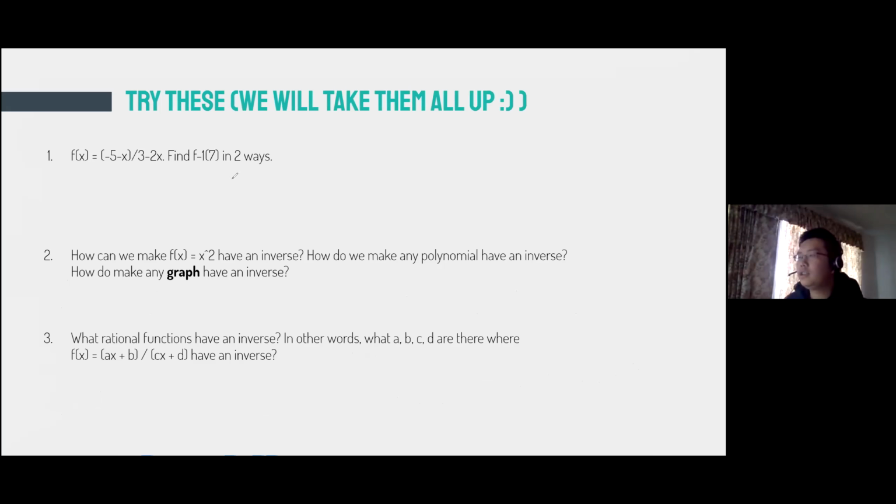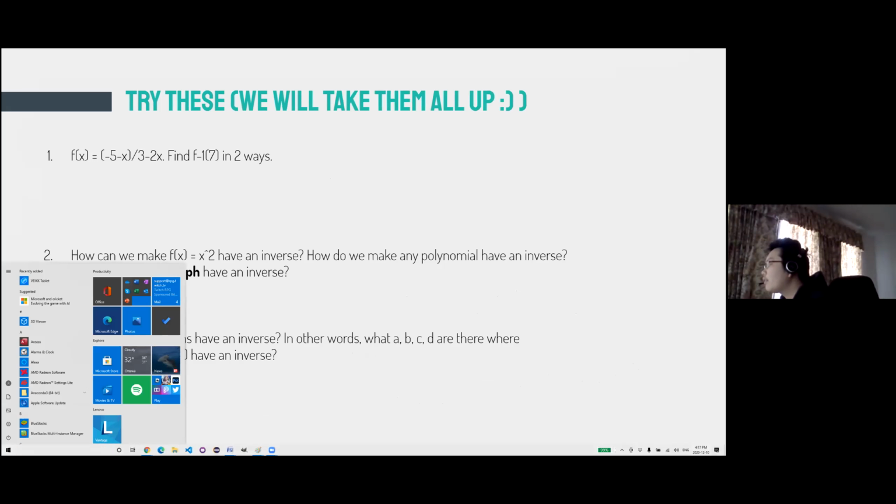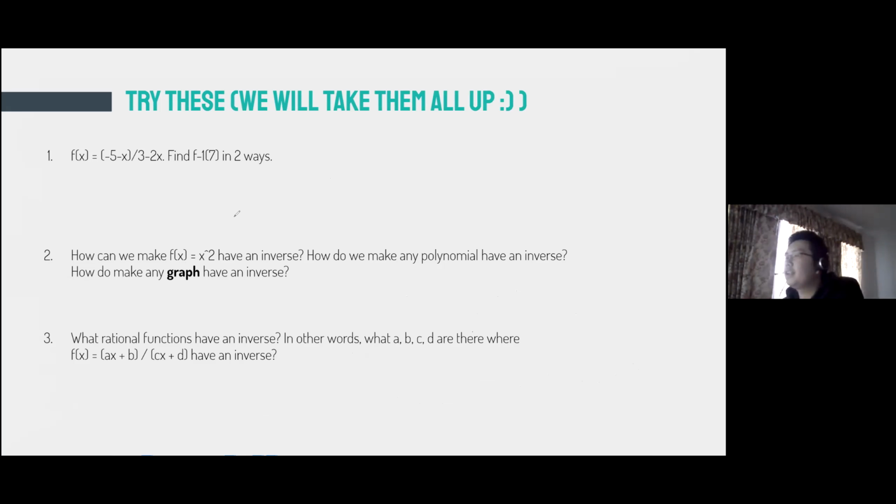Really quickly, you're just gonna look at one question. How much time do we have? 5 minutes for each question. Perfect. All right, so the first question is f(x) equals negative x minus 5.